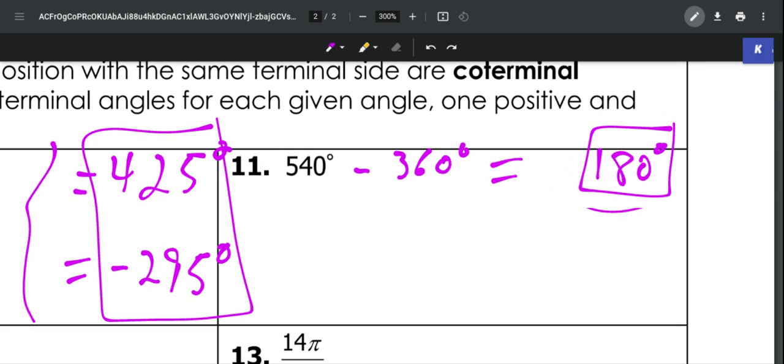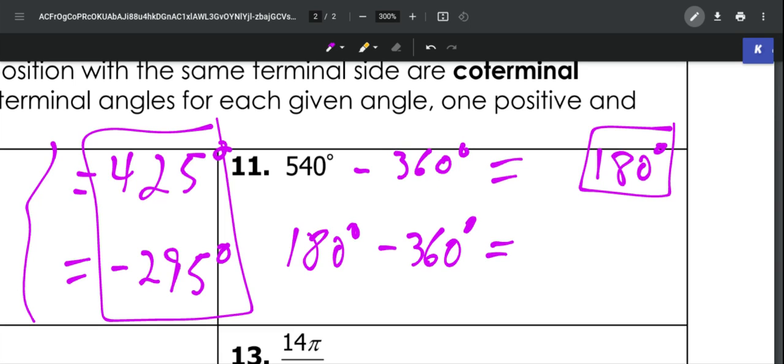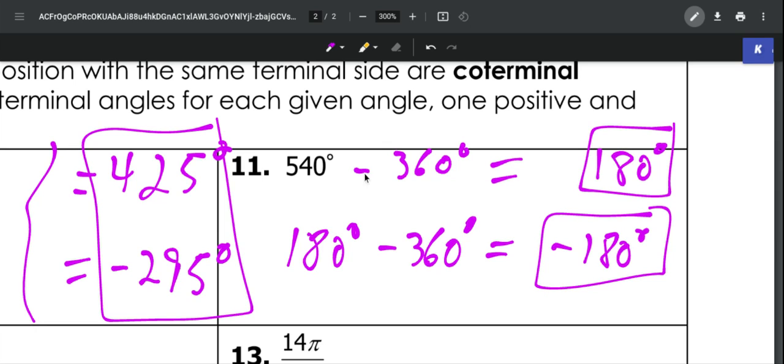So if you have an angle measure greater than 360 degrees, the first thing you're going to do is subtract by 360, and then the angle that you get from that, which is 180 degrees, we're going to subtract that by 360. So that's going to give us negative 180 degrees. So our coterminal angles here would be 180 degrees and negative 180 degrees.